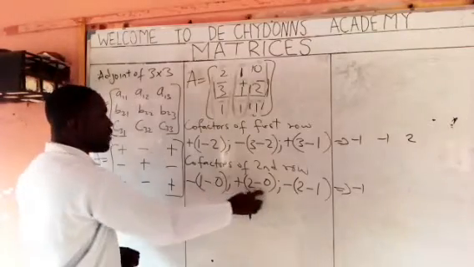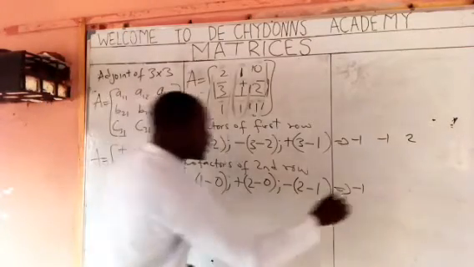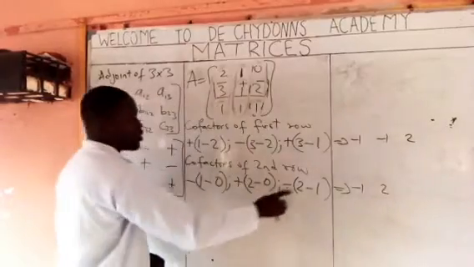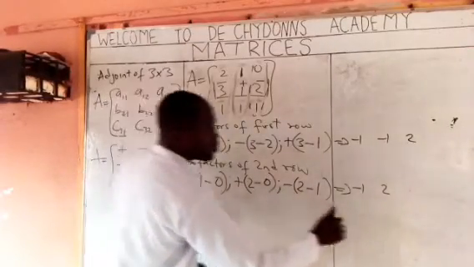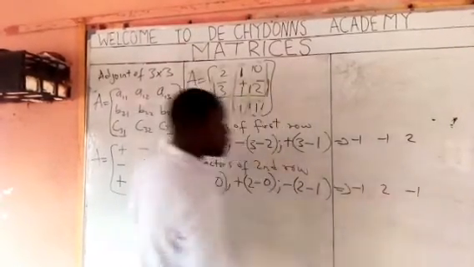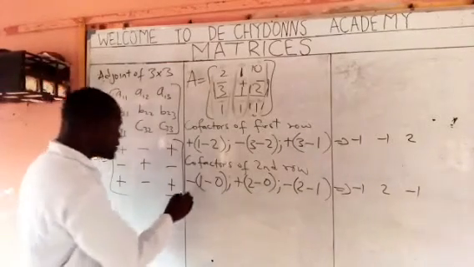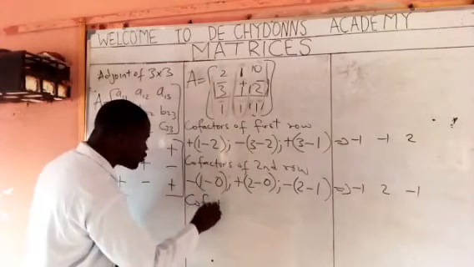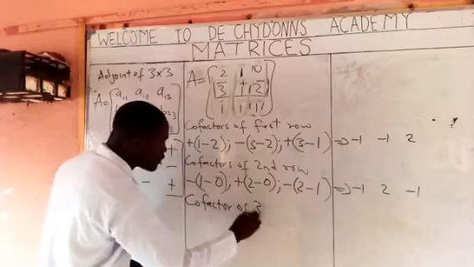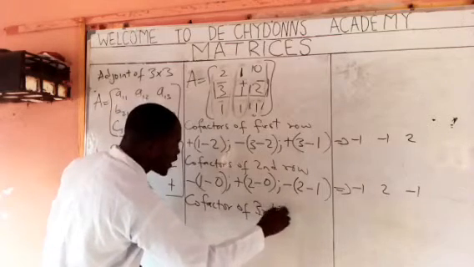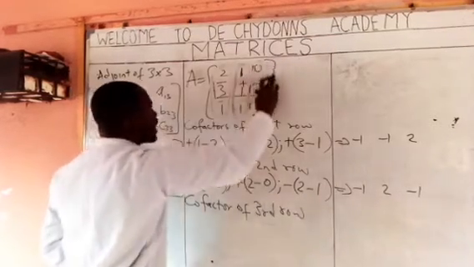Then, I'll come again. 2 minus 0 is 2. 2 times this, 2. 2 minus 1, 1. 1 times minus, minus 1. I'll come again, say, cofactors of the third row. Cofactor of it. That will be the last cofactor we will get.